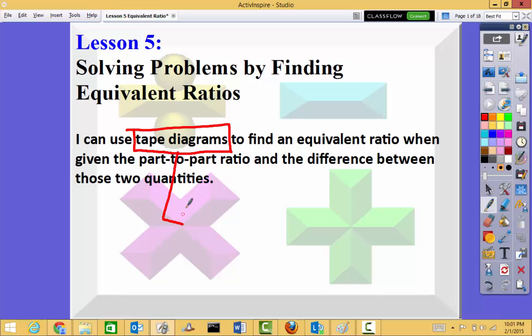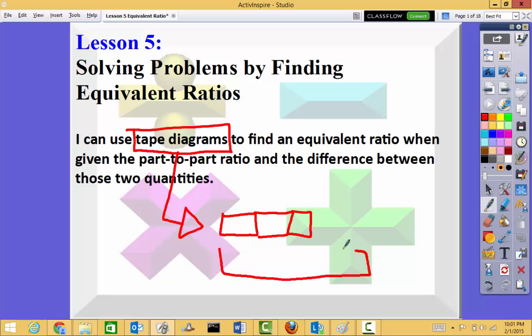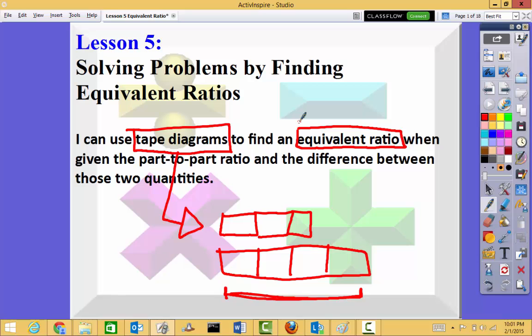So remember, a tape diagram is just when we use a model to represent a problem, and it uses what we call a tape or a model made up of different square lengths. So this would be a tape model, and then our other keyword is equivalent ratio. Equivalent meaning equal, so equal ratio. So 2 to 3 is a ratio that is equivalent to 4 to 6. If you don't remember, check our previous lessons.